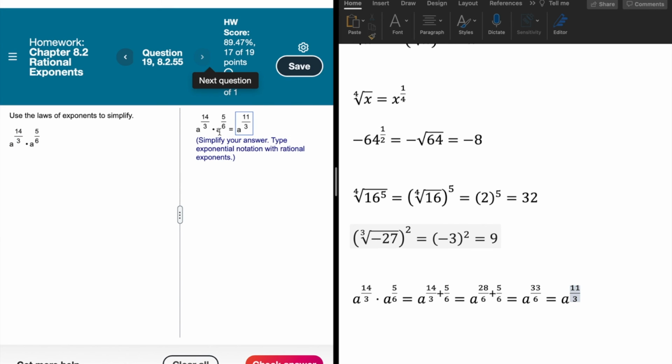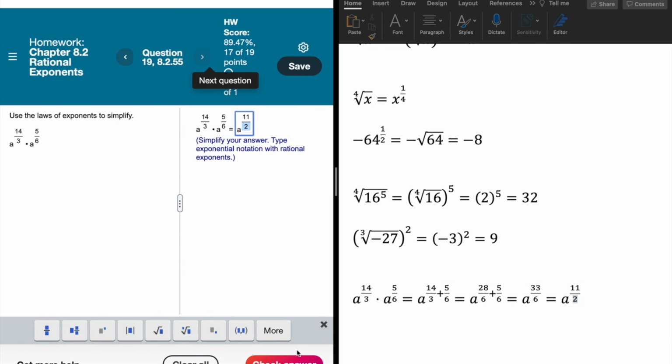Whoops. What have I done? There's a mistake somewhere. Where is it? Type exponential notation with rational exponents. 28 and 6. 28 and 5 is 33. Oh, sorry. Yeah, that's what it is. 6 has a 3 in it, which will divide to 2. My bad. There we go.